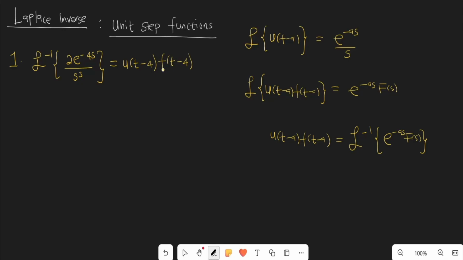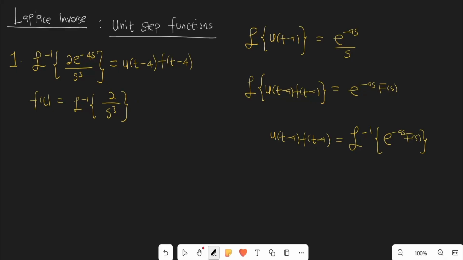So we don't know what f of t minus 4 is. If we can find f of t, then we can just shift the variable t by 4. So the task now is to find what f of t is. If I find f of t, I can find f of t minus 4. So how do you find f of t? Remember, f of t is going to be the Laplace inverse of the remaining function in what we are asked to find. The remaining function here is 2 over s to the third.